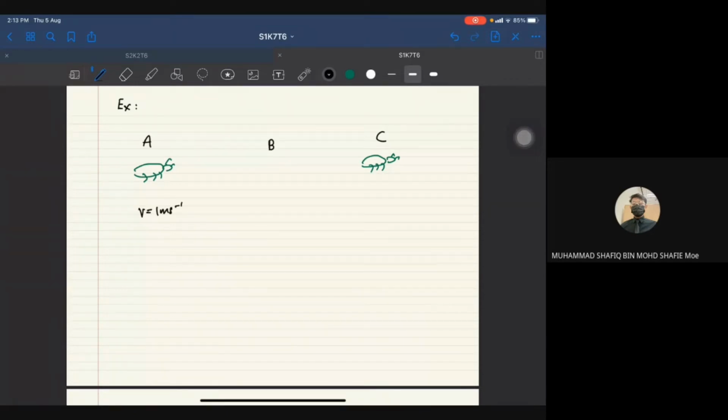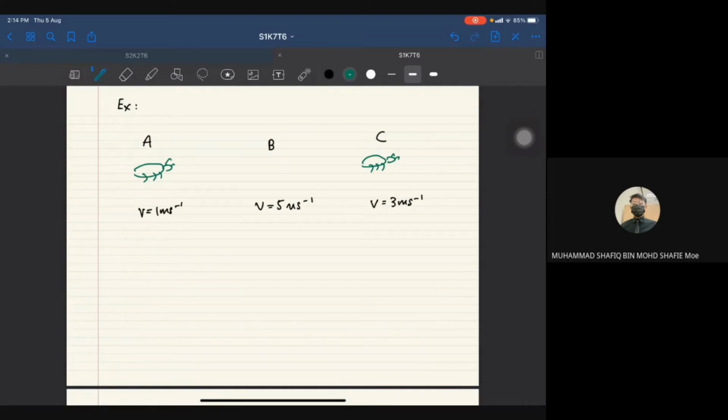Okay. At point B, the ants start to run. Running sikit, maybe dia jadi 2 meter per second. Start lari ya, tambah sikit. Okay, let's say this one is 5 meter per second. And at point C, dia dah penat, so maybe they slow down a little bit. So v is equals to 3 meter per second. Okay, so obviously the velocity keeps on changing lah.